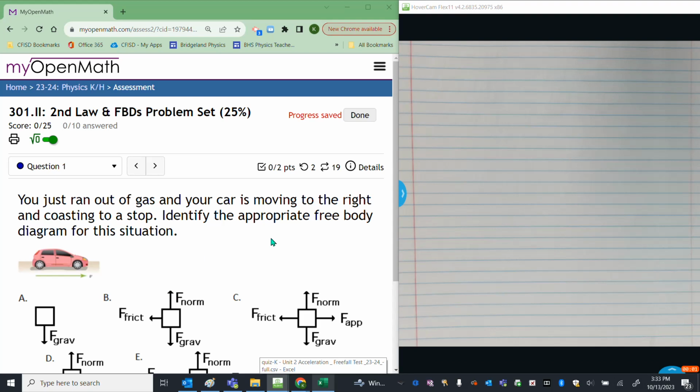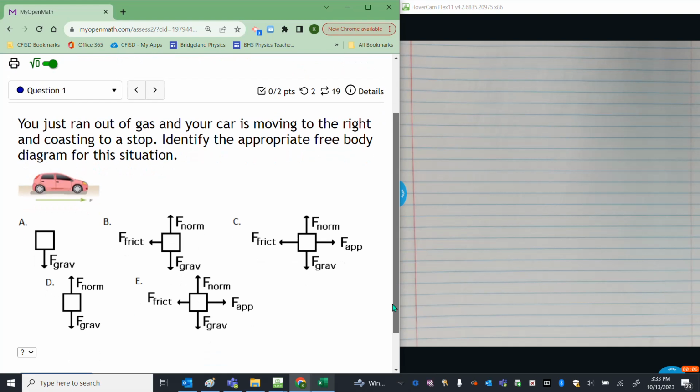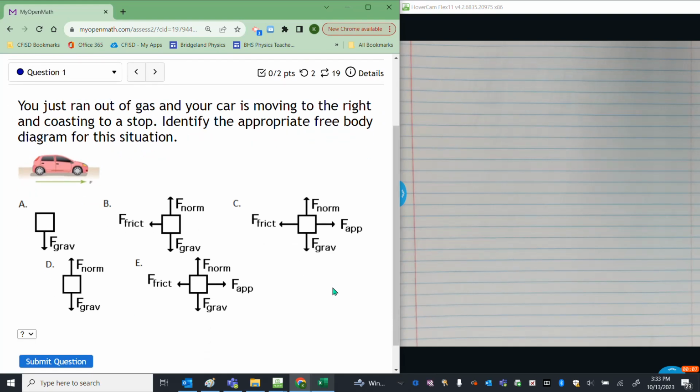This is 301.2, second law in FBD's problem set. We're going to work through the questions on it so that we can hopefully answer any problems that you might have. The first one says, you just ran out of gas and your car is moving to the right and coasting to a stop. Identify the appropriate free body diagram for this situation.